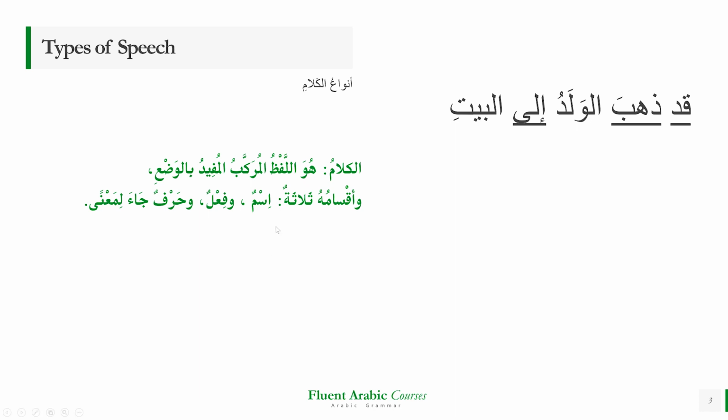But how do you determine nouns, verbs and particles? You might think it is very straightforward. You know that qad is a harf, dhahaba is a verb, walad is a noun. It looks very simple. Jalasa Muhammadun fil masjid. Again, all the words are very clear. Jalasa is a past tense verb, Muhammad is a noun, fi is a harf, and masjid is again a noun.